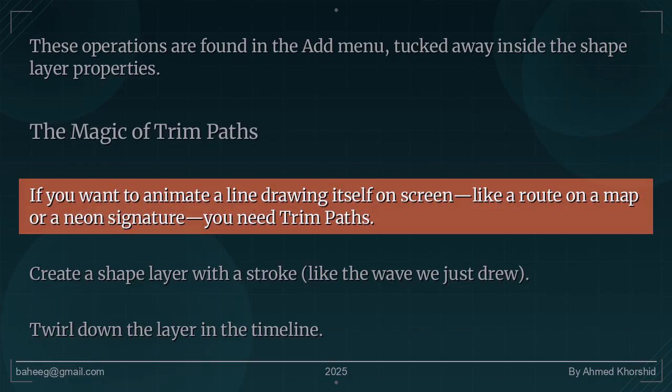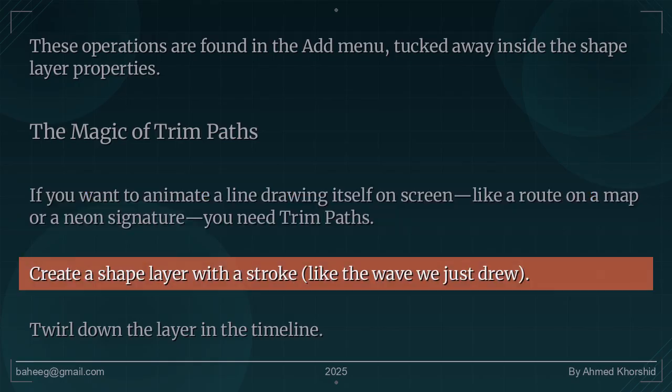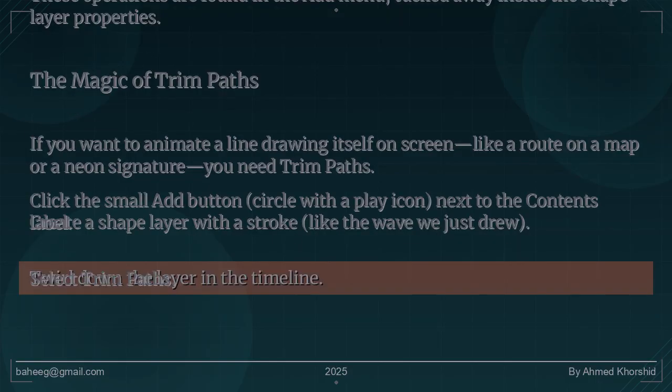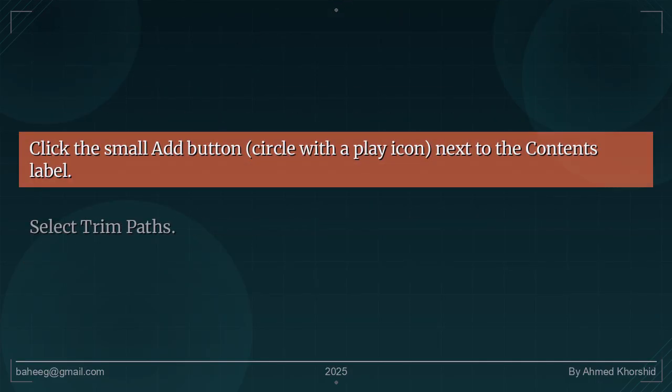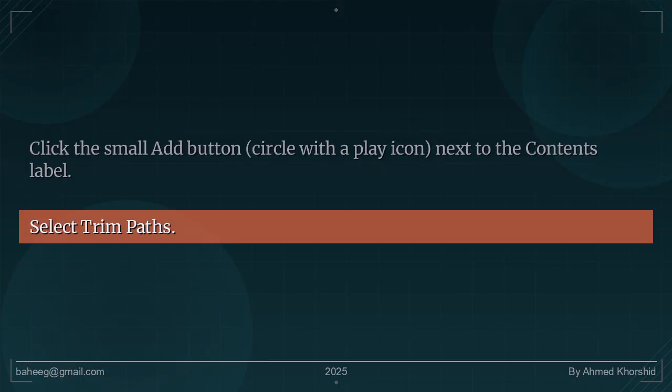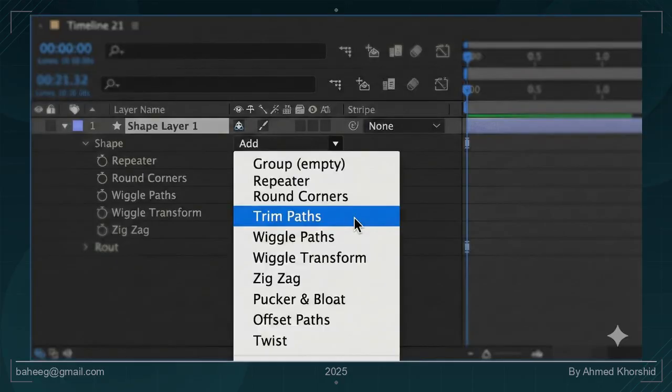If you want to animate a line drawing itself on screen, like a route on a map or a neon signature, you need trim paths. Create a shape layer with a stroke, like the wave we just drew. Twirl down the layer in the timeline. Click the small Add button, circle with a play icon, next to the contents label. Select Trim Paths.